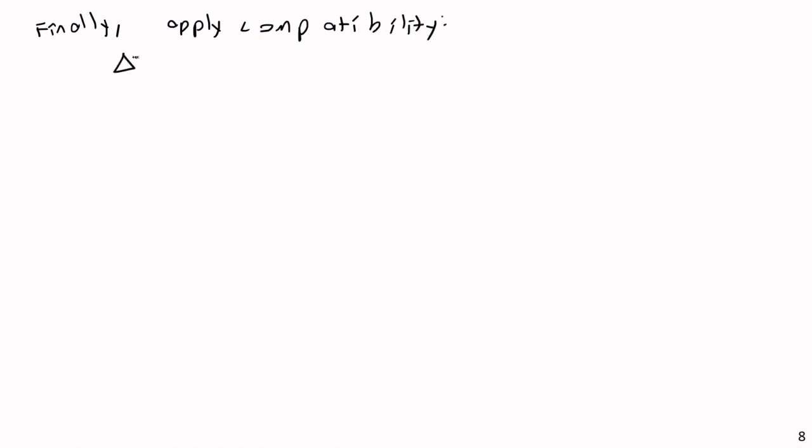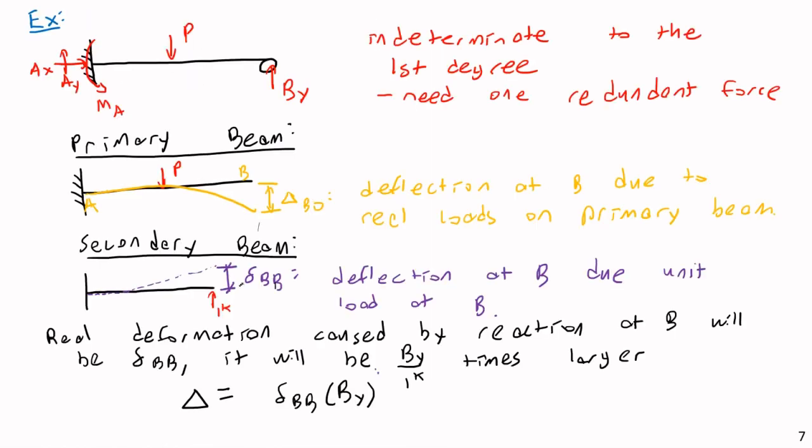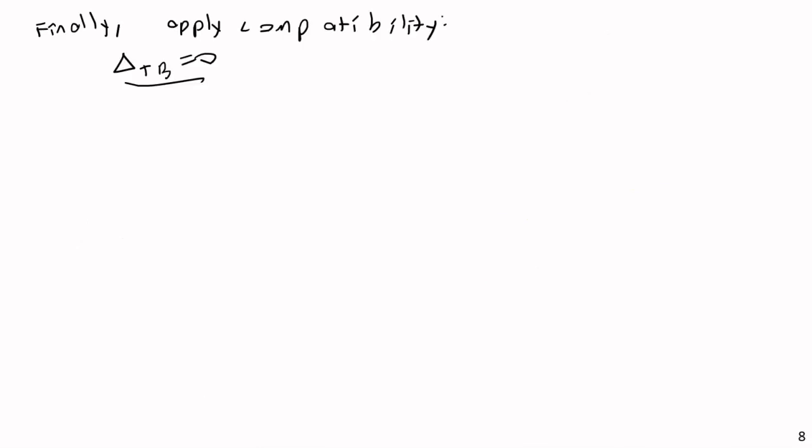In other words, the total deformation at joint B must be 0. So we have some deformation caused by force B upward. We have some deformation caused by the real loads downward. Those two must balance each other out. At the end of the day, they have to balance each other out. So I can say that the delta at B from the actual loads, the primary beam loads, plus the real delta at point B from the unit load at B or the reaction at B is going to be equal to 0.